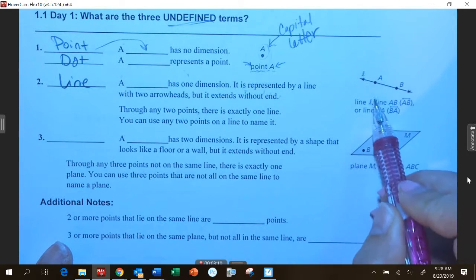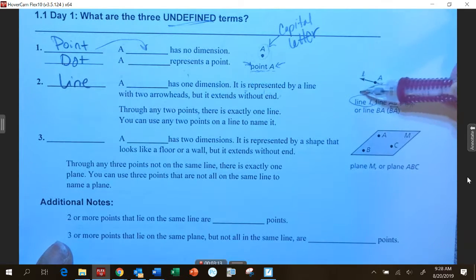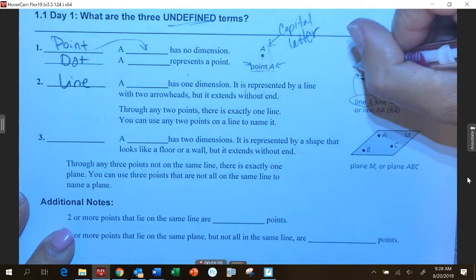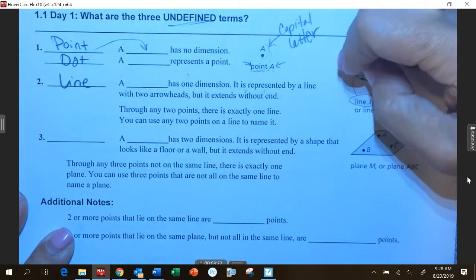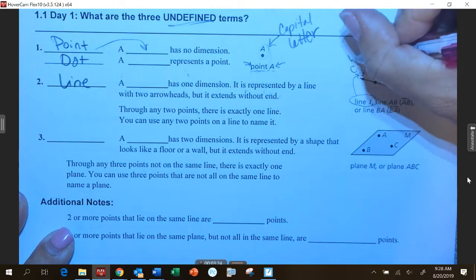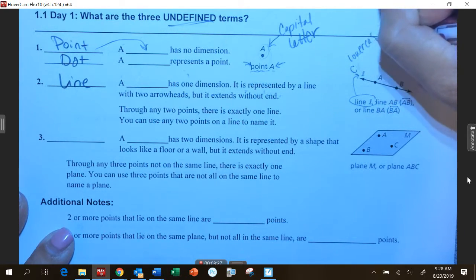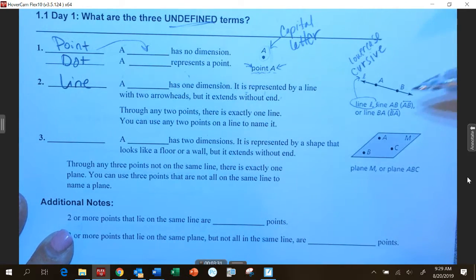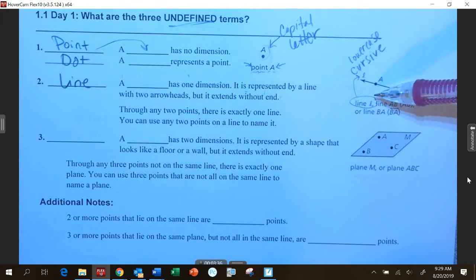Line L is one way of describing this line. Now this L is a fancy either italics or cursive L, and it is lowercase. That's one way of naming a line. There are a bunch of other ways.